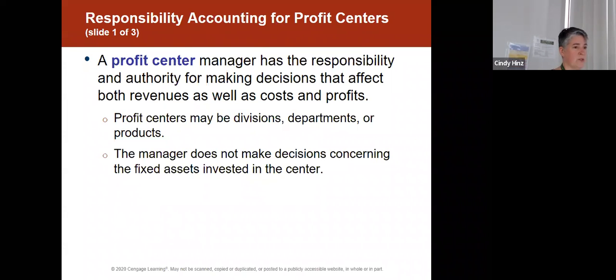So as you can see on the screen, a profit center, the manager of that profit center is now not only responsible for costs, but also for the revenues that are generated by that department.